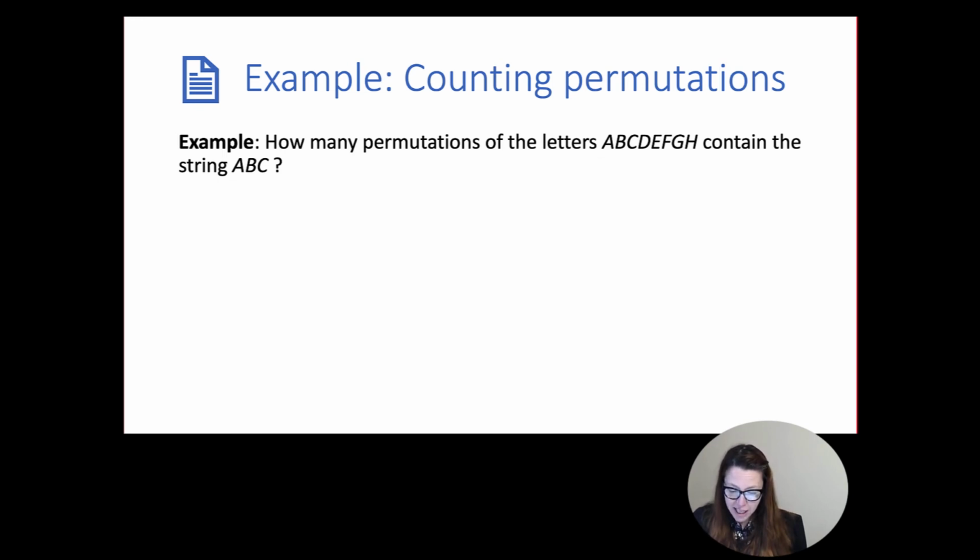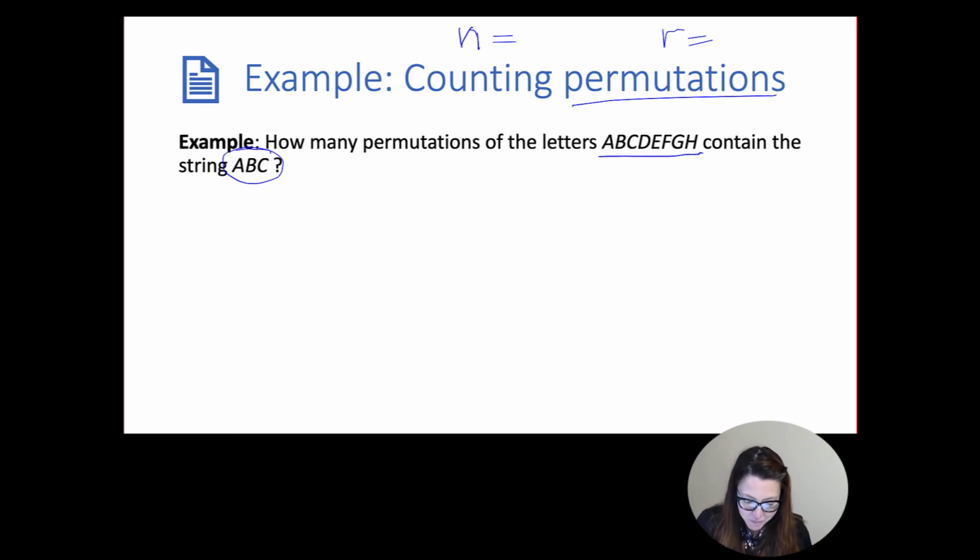Okay, so here's another thing to think about. How many permutations of the letters A through H contain the string ABC? And this one's a fun one because now I want you to think about what you are going to use for N and what you are going to use for R. I'm already giving you the hint that it's a permutation, right? I asked how many permutations. Now this is one that you might not think about in this way. So Adam says 6, which is fun.